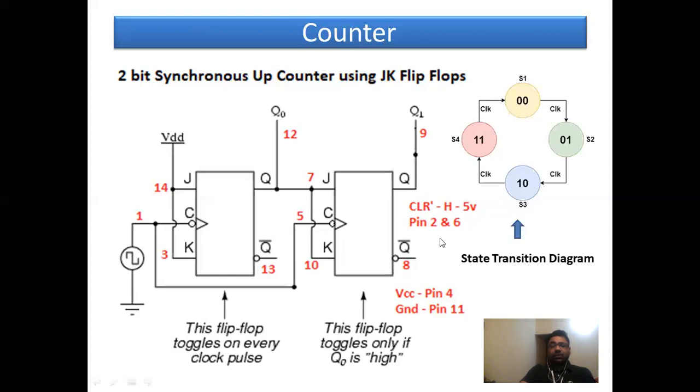Then what else is remaining? Power supply, VCC and ground. VCC should be pin number 4 and ground should be pin number 11. So these are all the required connections to implement a 2-bit synchronous up-down counter. So let's go back to our Tinkercad environment and start doing this experiment.